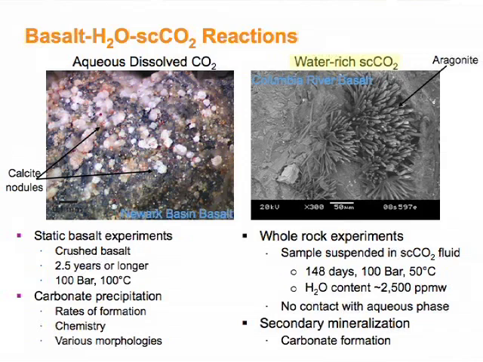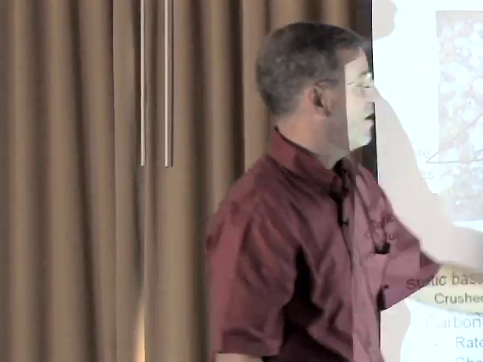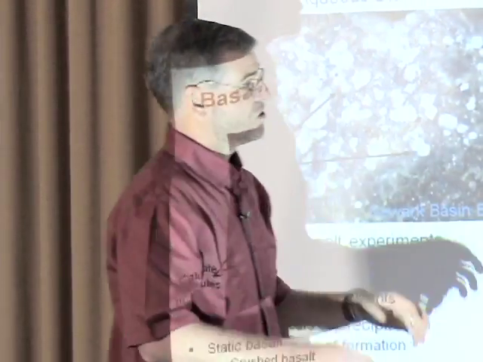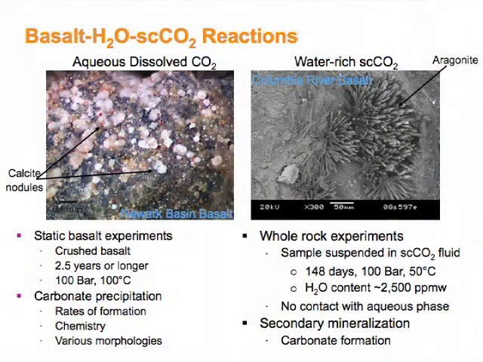This case is one where we've taken a basalt sample and it's just sitting in supercritical CO2 containing small amounts of water. It's never seen liquid water, just supercritical CO2. What we see is these minerals form. This is again a carbonate, a calcium carbonate, but look at the way that the structure is different. These are the kind of nodules that are forming on the surface. These are needles. And this is called aragonite. It's a slightly different crystal structure compared to calcite that's forming here.